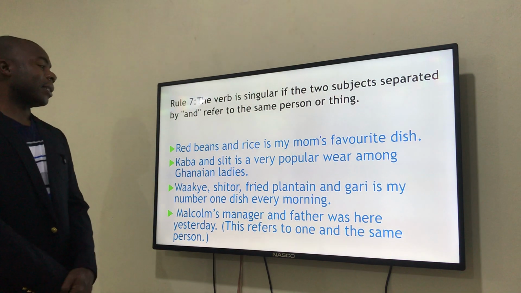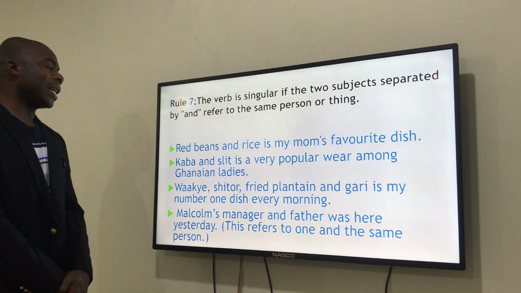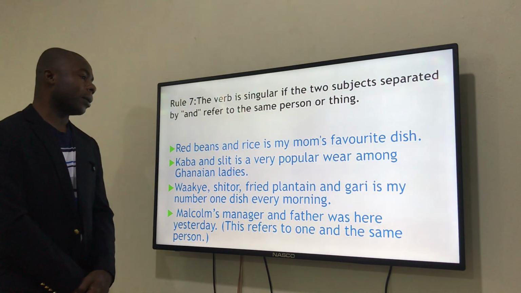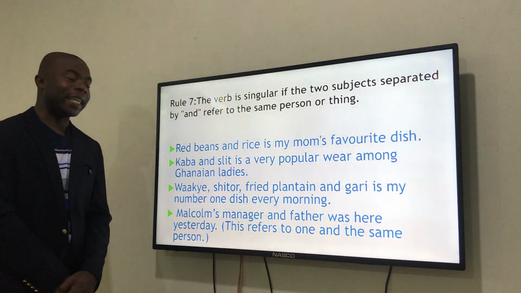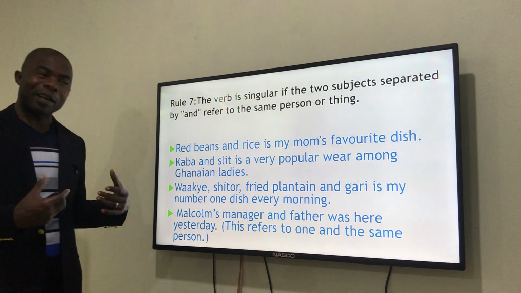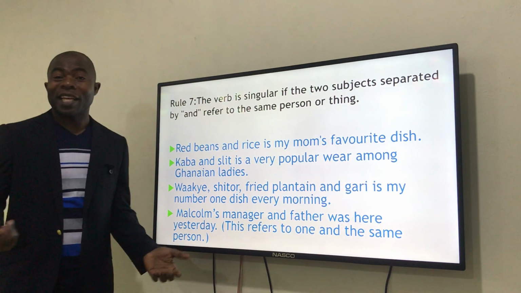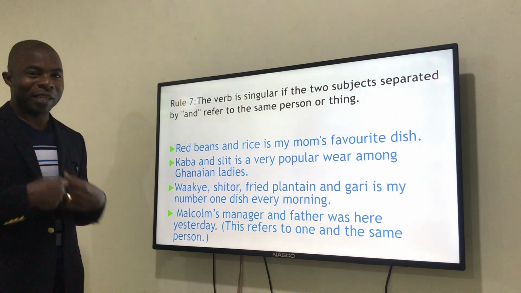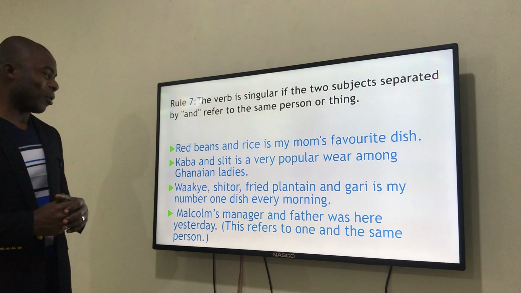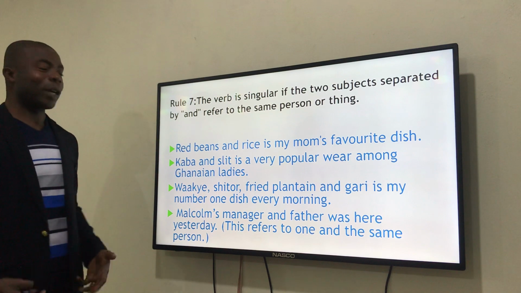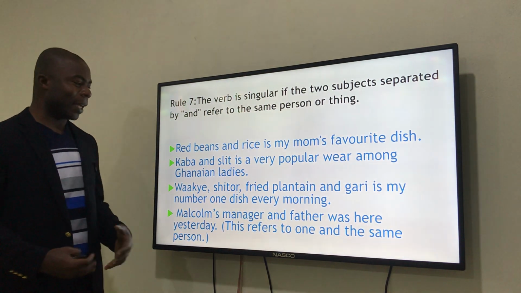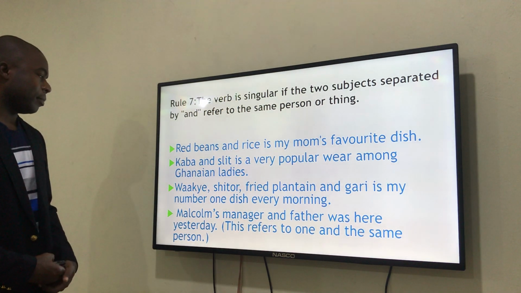Kaba and slit is a very popular word among Ghanaian ladies. Kaba, I think. What is kaba? Yeah, they are two different things, aren't they? Kaba, I think, is the top and slit is the down, maybe. Pardon me if I don't remember that very well. But it's looked upon as just one thing, referring to an attire that a person wears.